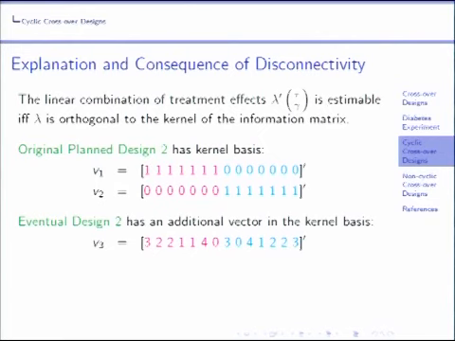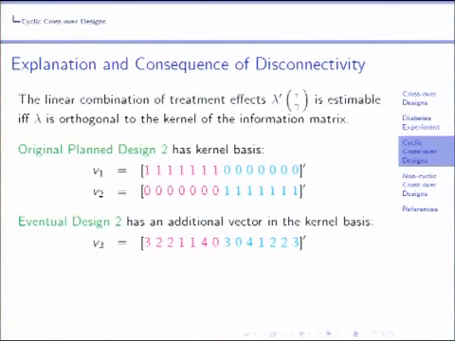But once I've lost those 2 observations, that induces an extra relationship between the columns of the design matrix, and I've got an extra basis vector in the kernel of my information matrix, and it just happens to be that one, not a very nice looking vector. But now imagine you want to estimate Tor 0 minus Tor 1.